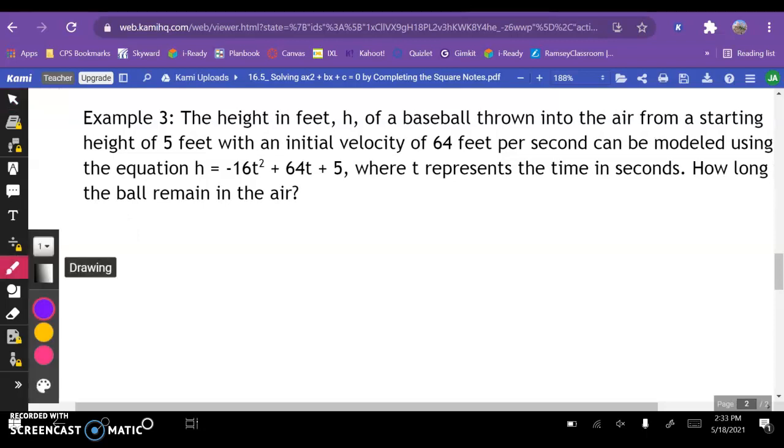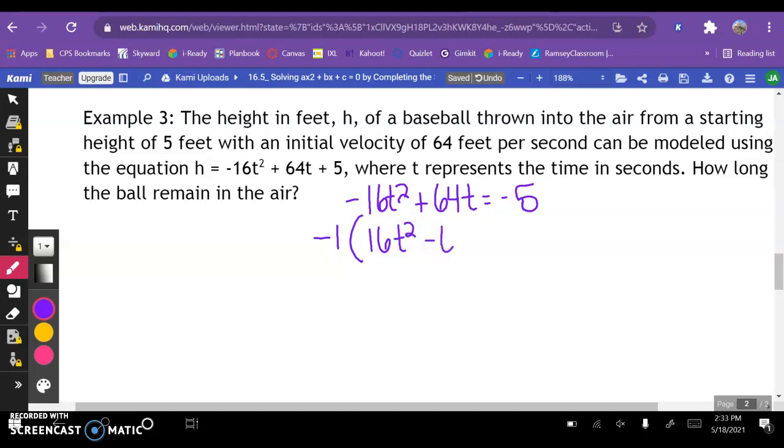So the first thing that I notice is that it's not equal to our constant number. So we have to subtract 5 from both sides. So we're going to have negative 16t squared plus 64t equals negative 5. And then we don't want a negative out front because we can't take the square root of a negative. So we're going to factor out a negative 1. That just makes everything opposite. Dividing by negative 1 equals 5.